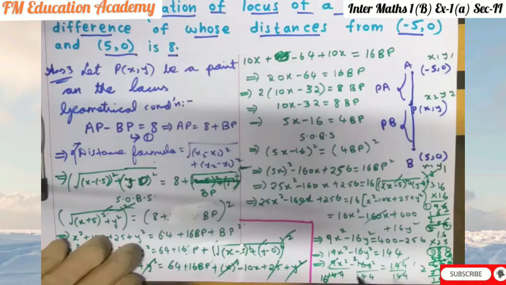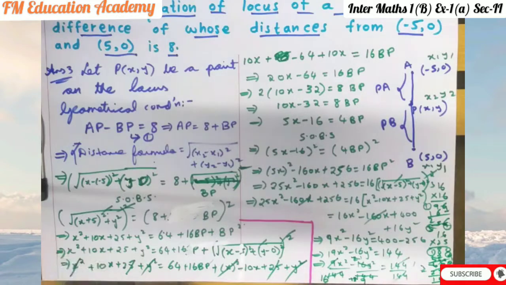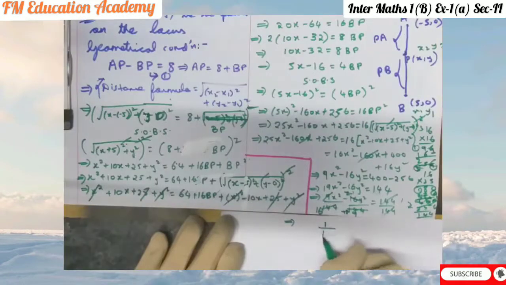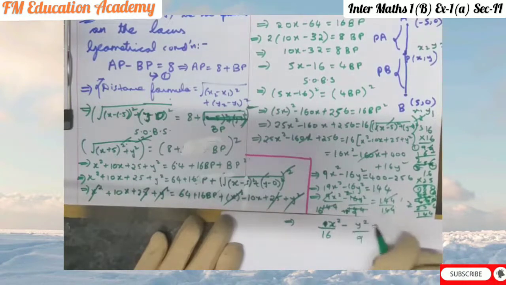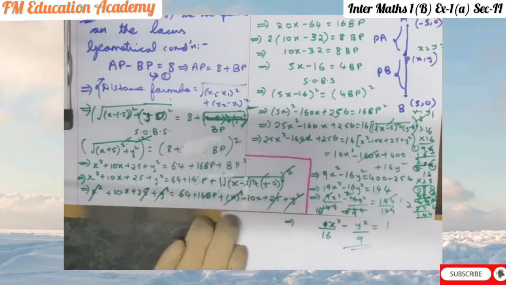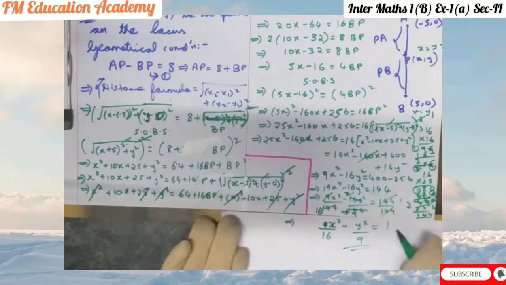8 twos are 16, 8 ones are 8, 8 eights are 64. Then we can do with 2: 2 ones are 2, 2 nines are 18. So we have 1 by 9. Here we have 1 by 16, here we have 1 by 9, and here we have 1. So what are we left with? 1 by 16 x square, minus 1 into x square is x square only. So we can write x square by 16 minus y square by 9 is equal to 1. This is our answer, our equation of locus.